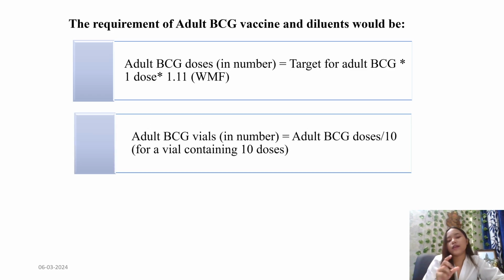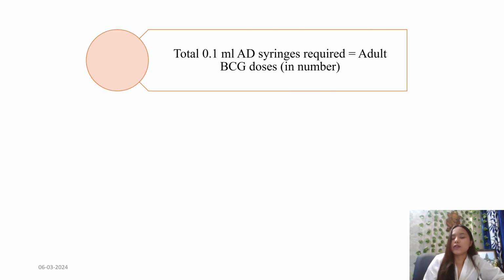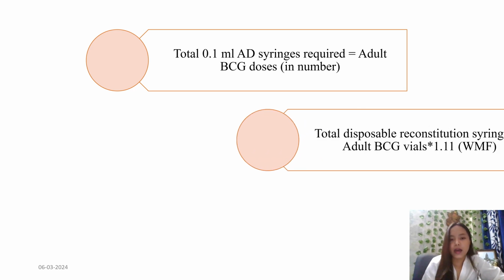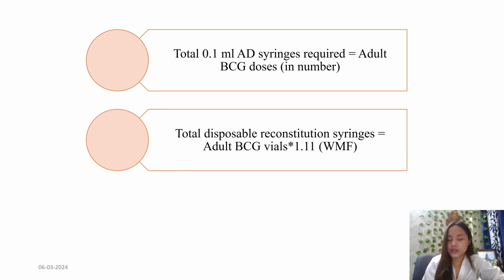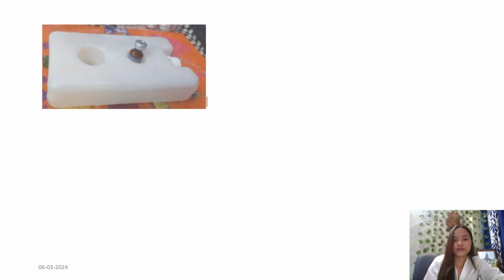Also, the number of adult BCG vials required will be equal to the adult BCG doses divided by 10, for a vial containing 10 doses, and the number of adult BCG diluent ampoules required will be equal to the adult BCG vials. The total 0.1 ml AD syringes required will be the same as the adult BCG doses in number, and the total disposable reconstitution syringes required will be equal to adult BCG vials multiplied by the 1.11 wastage multiplication factor. And the daily ice pack requirement will be equal to the number of daily sessions multiplied by 8 ice packs.